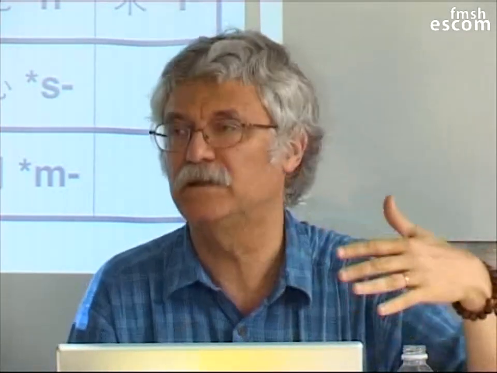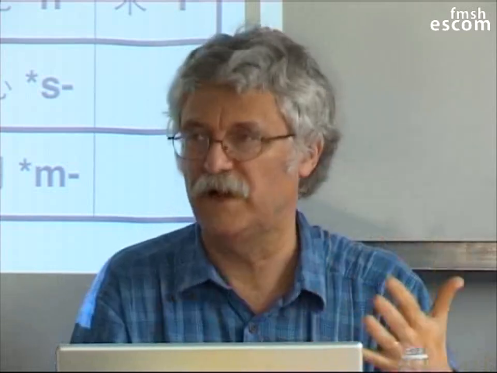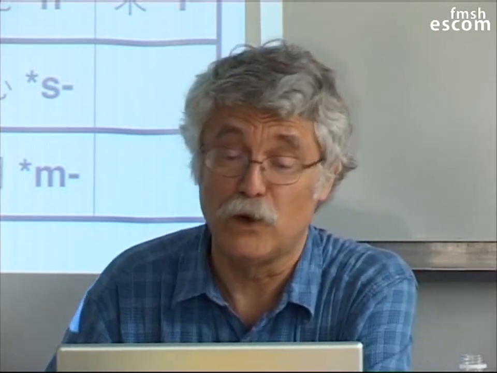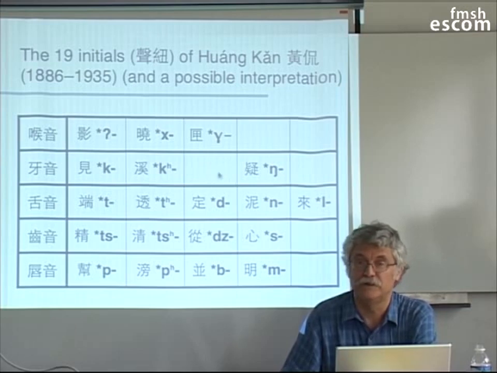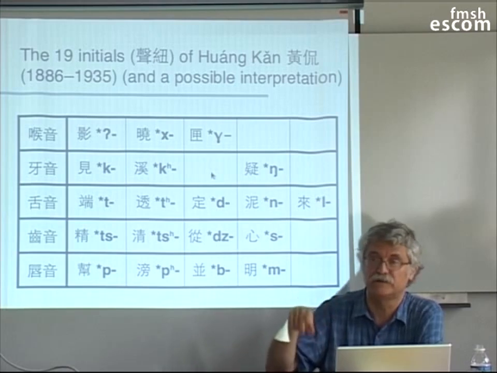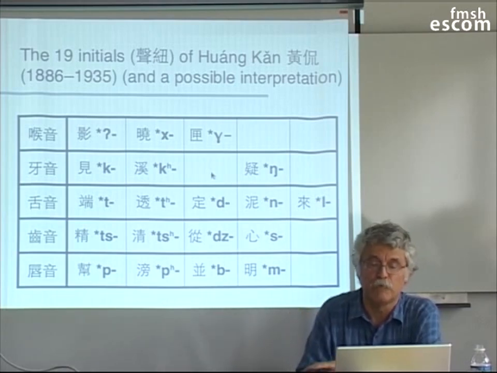Well, Huang Kan did exactly the same thing, and he decided that the finals that you find in division one and four are the original finals, okay? And the initials that you find there are the original initials, okay? And so this is from that set. These are the 19, I haven't double-checked. I think this is exactly what you get in divisions one and four of Middle Chinese. Notice there's a gap here. Initial G never occurs in division one and four. We get the xiamu instead, some kind of a spirant.